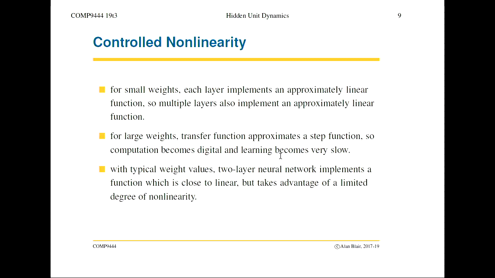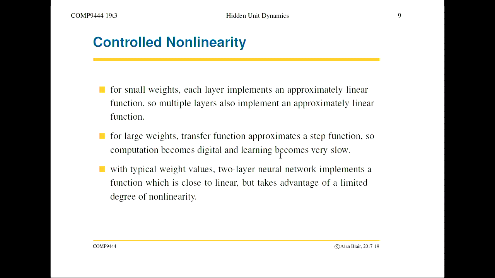And if you plot the way these things train, there's a kind of controlled non-linearity going on here. When the weights are small, you're in the linear region of that transfer function, so you get a function that's approximately linear. As the weights get bigger, the hidden nodes start to saturate, and it becomes gradually more and more non-linear.